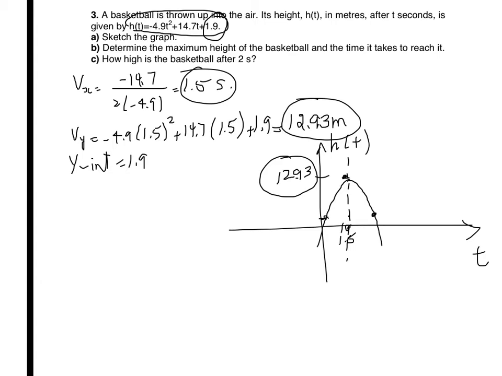How high is the basketball after 2 seconds? It's very simple. You just substitute t equal to 2 in the equation. You get plus 14.7 times 2 plus 1.9, and this one is going to give you 11.7 meters.